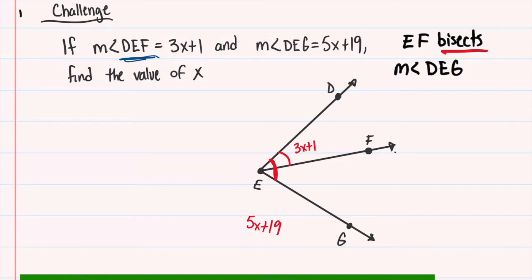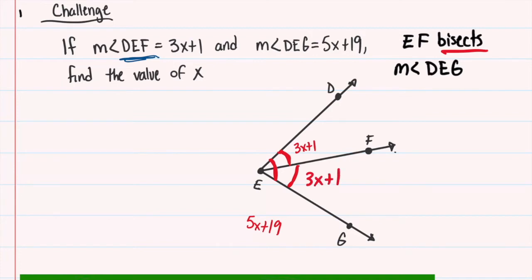And something very important they told you is EF, this guy right here, bisects the entire angle DEG, so the whole thing. So why is that information important? Because a bisector basically means you cut an angle exactly in half. So if this little piece is 3x plus 1, guess what? This other piece is actually going to be 3x plus 1 as well.